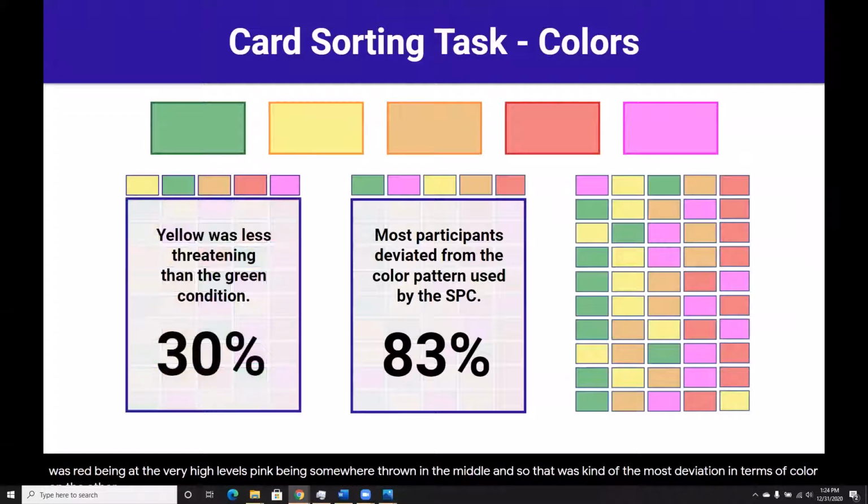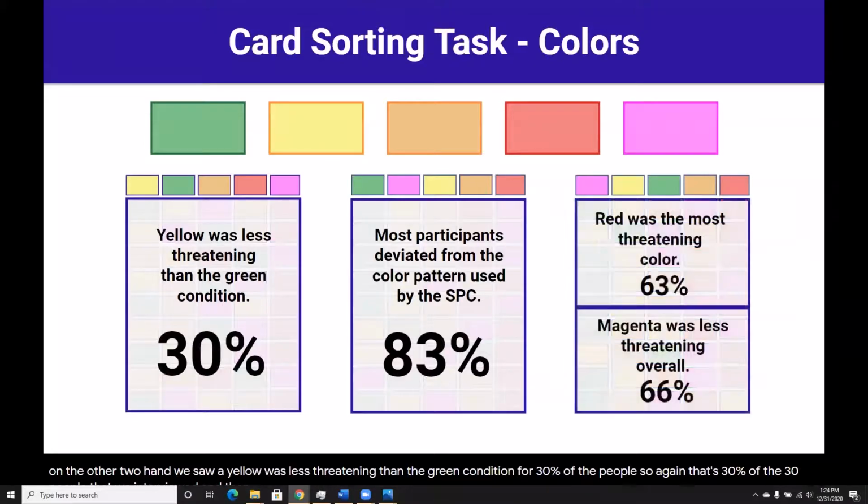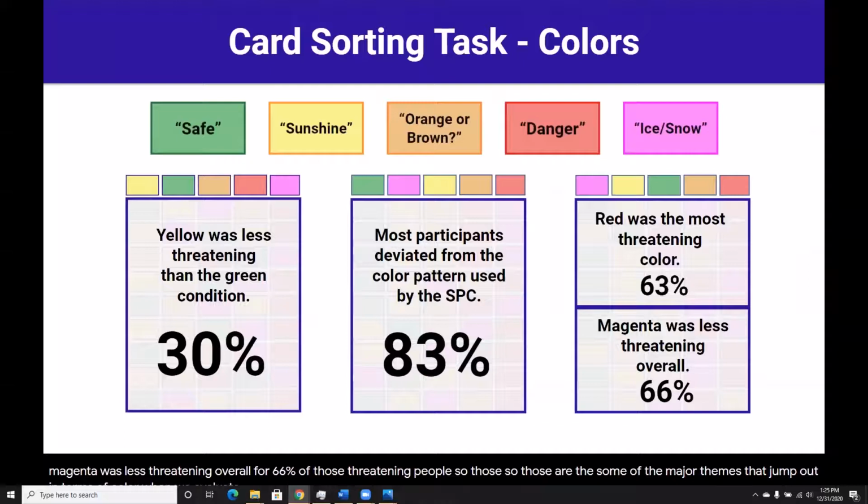On the other hand, we saw yellow was less threatening than the green condition for 30% of the people. Again, that's 30% of the 30 people that we interviewed. And then also, like I mentioned, red was the most threatening color for 63% of those 30 people. And then magenta was less threatening overall for 66% of those people. So those are some of the major themes that jump out in terms of color.